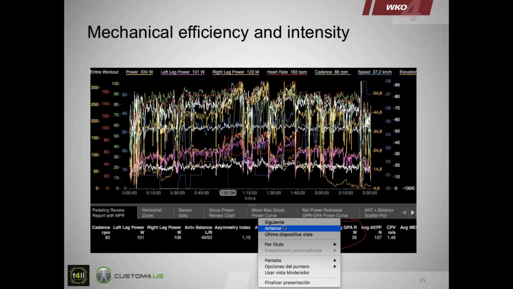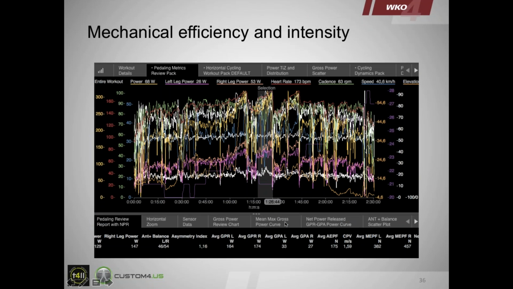Now, you can see how in those intervals, the GPA decreased from 40 to 30. That has a relationship with what we have explained. So the more intensity we have to make, the lower the GPA or radial force in our pedaling technique. So it's important to work the intensity, or send workouts with intensity, to improve the mechanical efficiency.